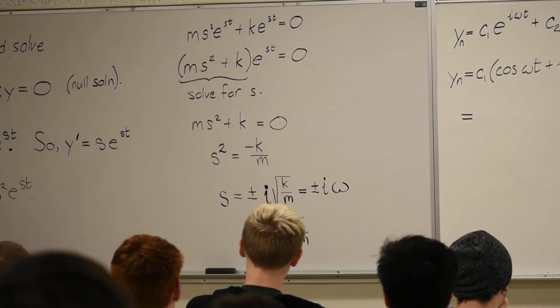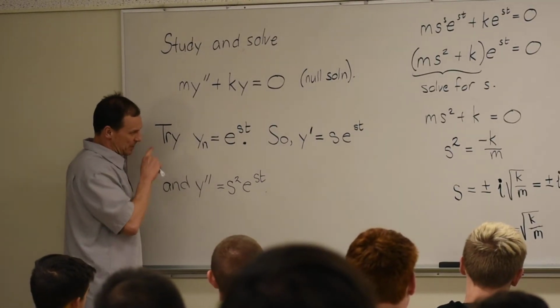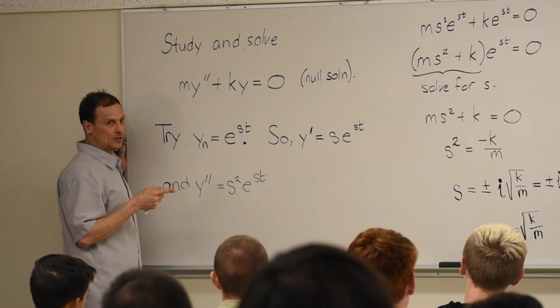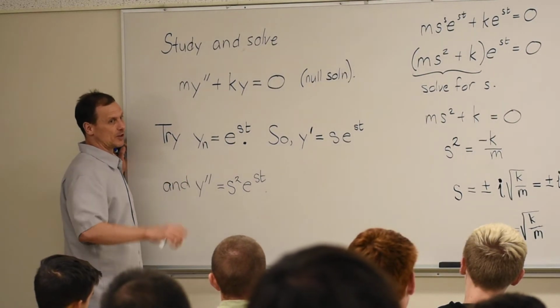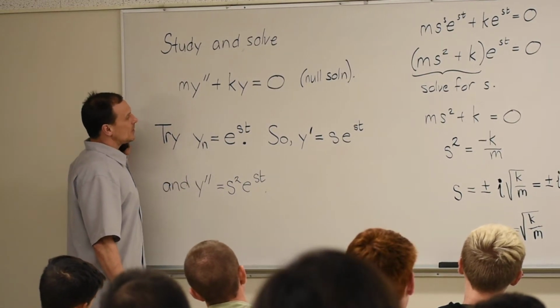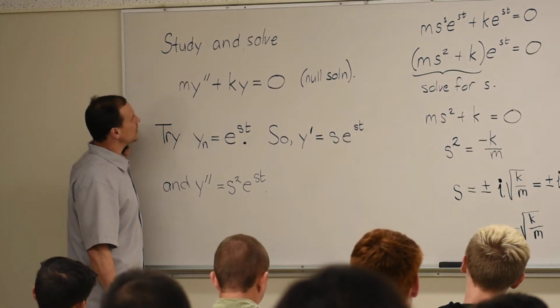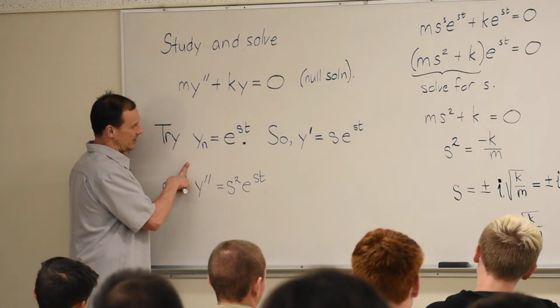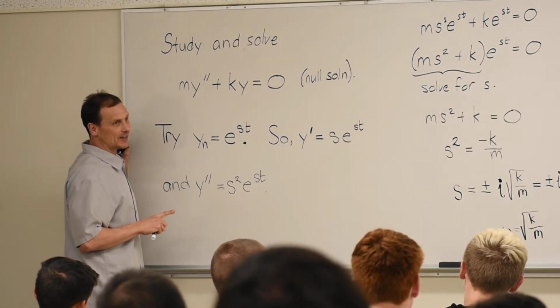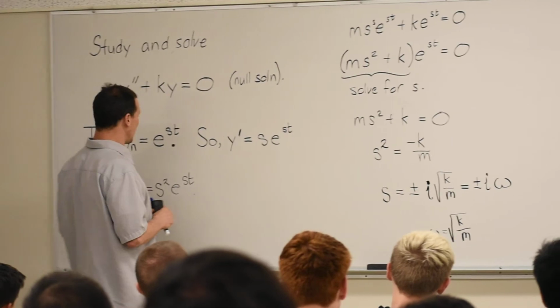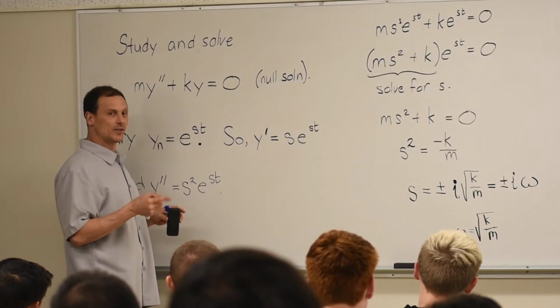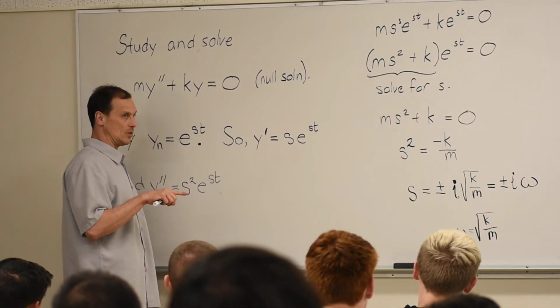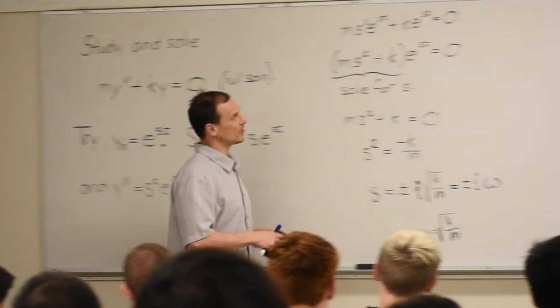Let's see if we can do this. So, remember the null is always a family of solutions. It's a scalar times whatever your solution is. So, what we did is we went back to this. This was our original solution. So I substituted x in there. And it turns out that I didn't just get one solution. I got two. This is one solution here.